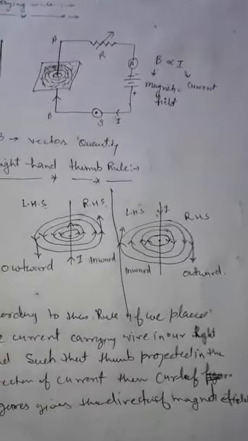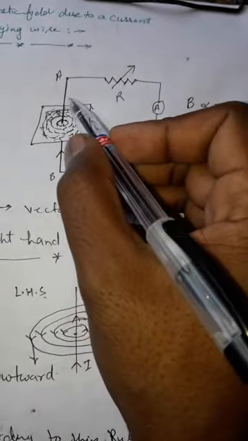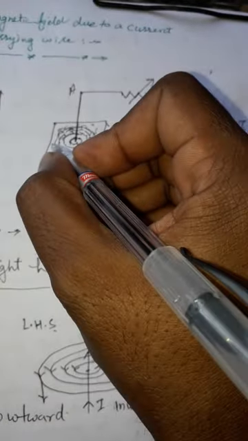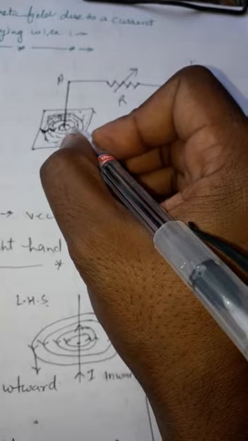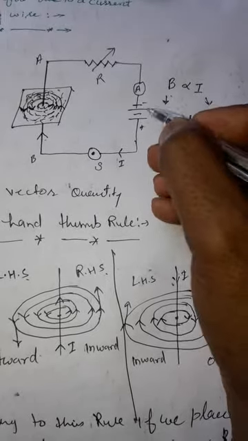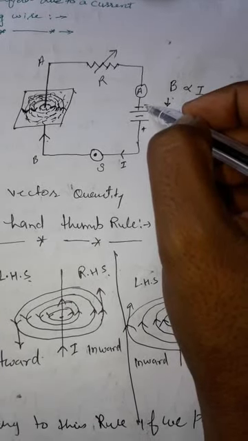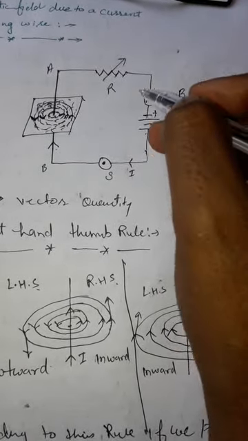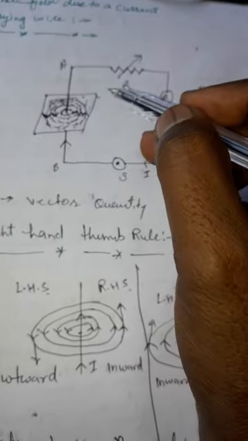Now if we see the circuit, when current is flowing in the upward direction, it is like this. It means on the left side the magnetic field is perpendicularly outward, like this. And when we change the polarity, meaning we connect A to the positive terminal and B to the negative terminal, then current starts flowing in the downward direction, so the direction of the magnetic field also reverses.